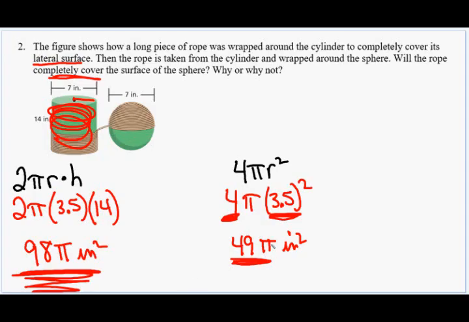It looks like we might even be able to do it twice, wrap 2 spheres with the rope we had stretched around the cylinder. Another way to do it without math, we could say the lateral surface area of a cylinder with the same diameter and height of a sphere is equal to the surface area of the sphere. The cylinder in this problem has a larger height, so it will cover the sphere and have plenty of rope left over.